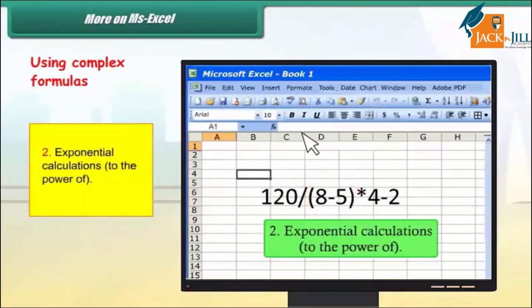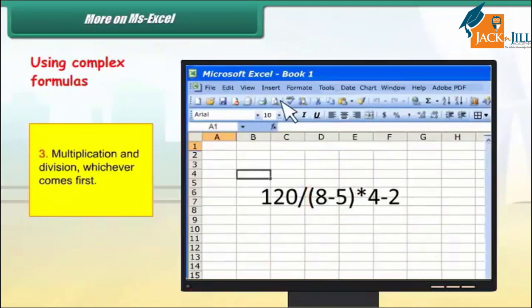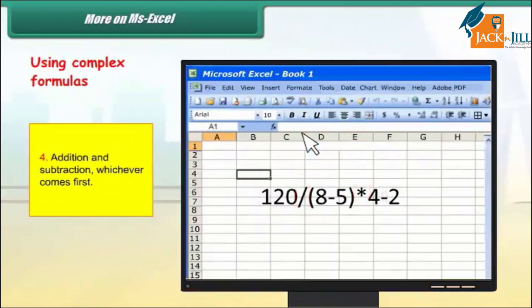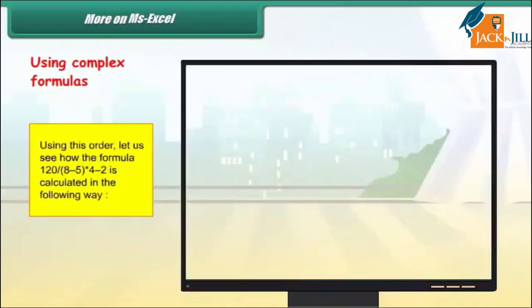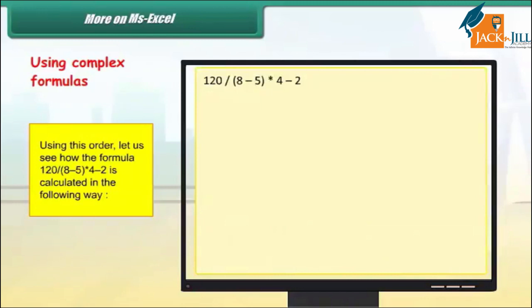Exponential calculations, to the power of. Multiplication and division, whichever comes first. Addition and subtraction, whichever comes first. Using this order, let us see how the formula 120 divided by (8 minus 5) times 4 minus 2 is calculated in the following way.